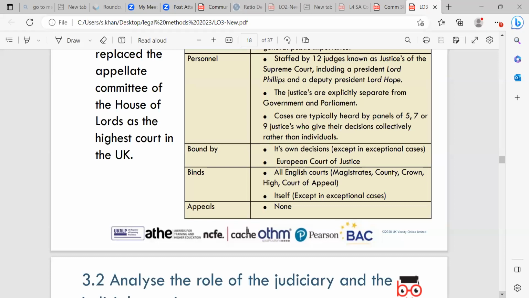It is bound by its own decisions and by the European Court of Justice. It binds all English courts: the Magistrates' Court, County Court, Crown Court, High Court, Court of Appeal, and itself, and it appeals to none.